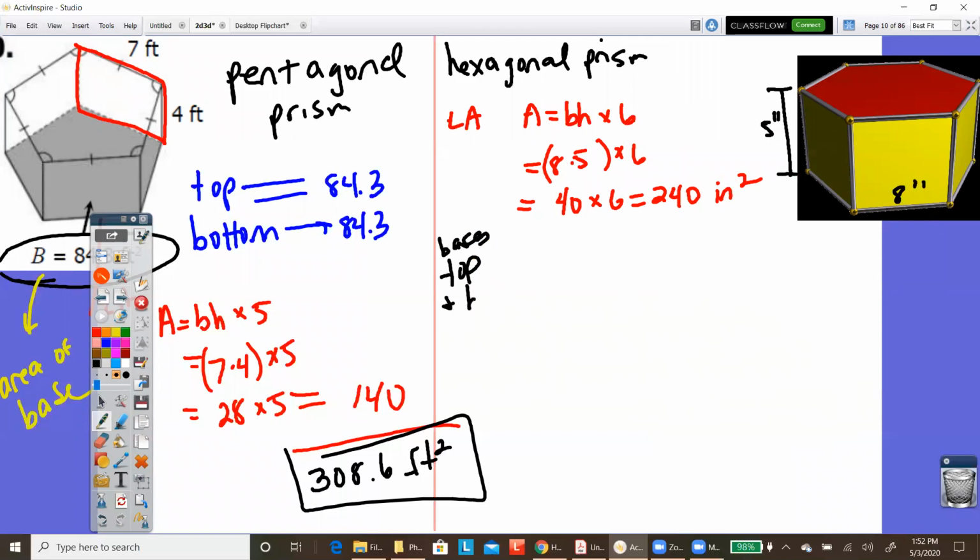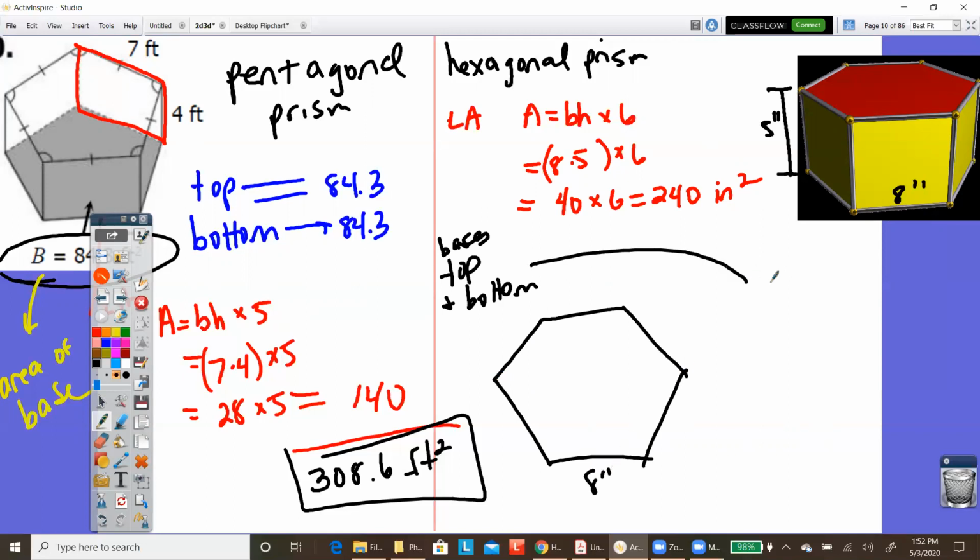So to do the top and the bottom, we need to analyze what's happening here. So I'm going to draw this a little bit neater. You remember, for a regular polygon, the formula was 1/2 ANS. Now, we do know S, the length of one side, is 8. We also know N, the number of sides, is 6. What we don't know is the apothem.